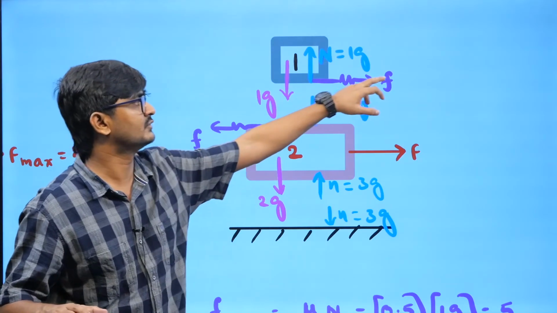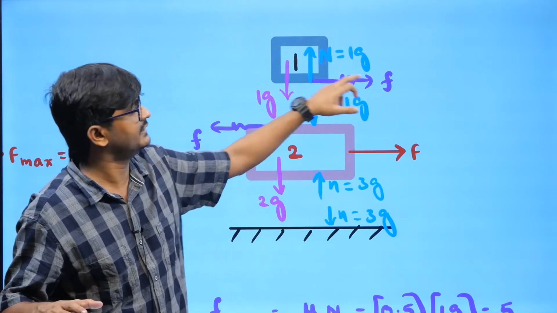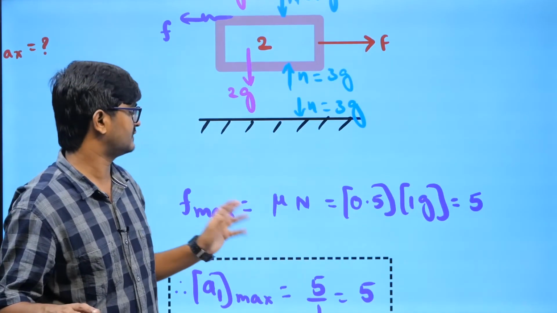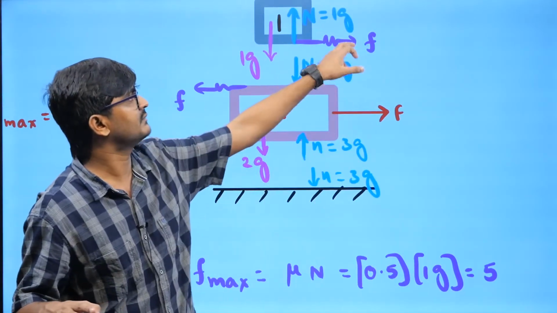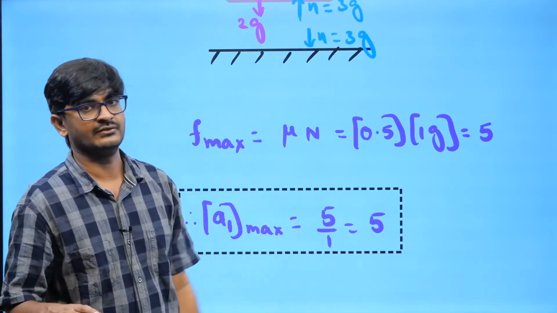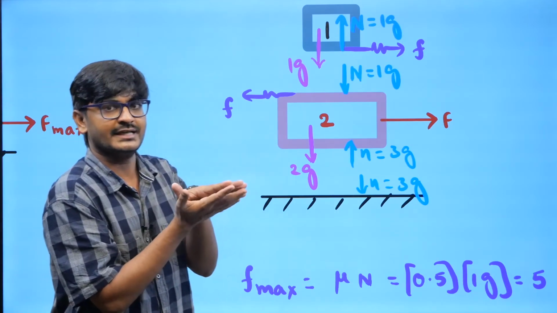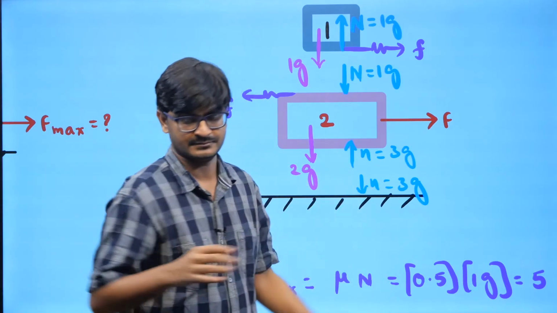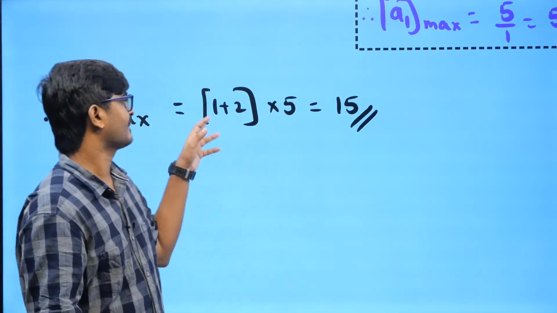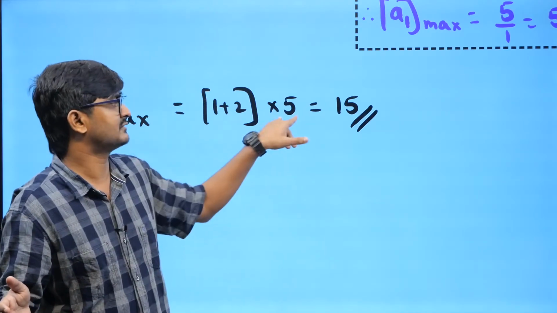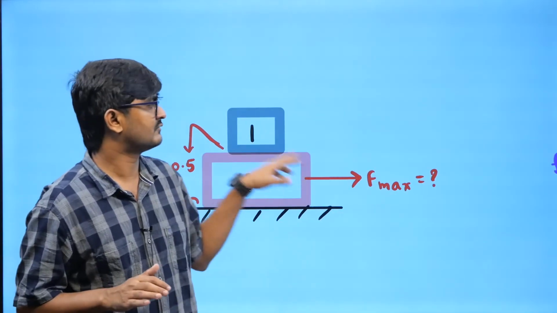For that I need to see who is going to move by friction. So for this acceleration limiting I need to find the maximum friction force. Maximum friction force is mu times normal there, which is 5. If maximum friction is 5, what can be the maximum acceleration? It is also 5. If the maximum acceleration of 1 kg is 5, what can I conclude? I can conclude both can move with an acceleration 5 together. So if both are moving with the same acceleration, net force equals mass times acceleration, which is 3 times 5, 15. So till I apply 15 Newton force, they will move together only.